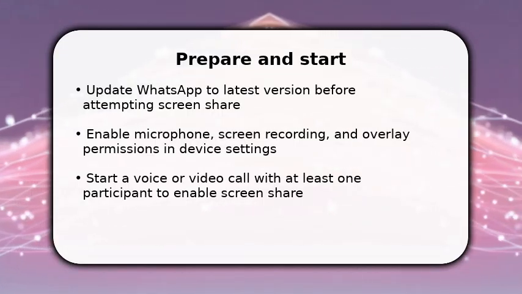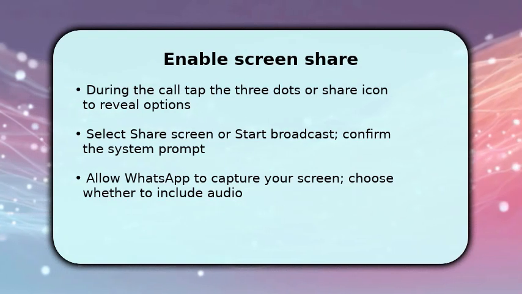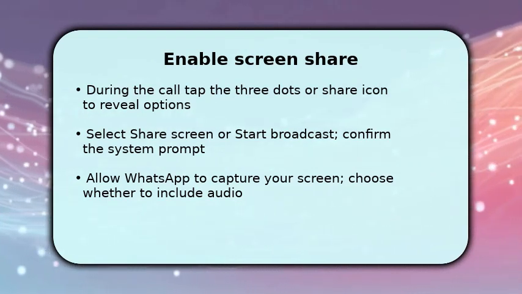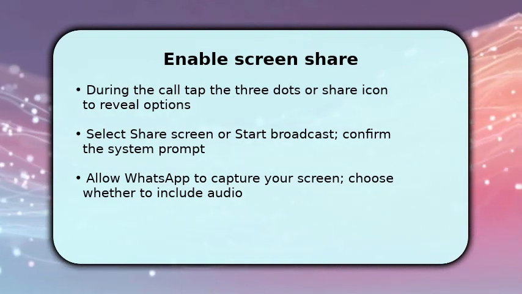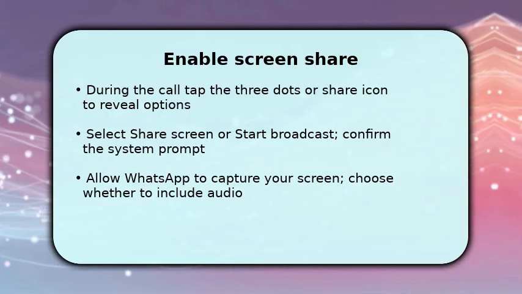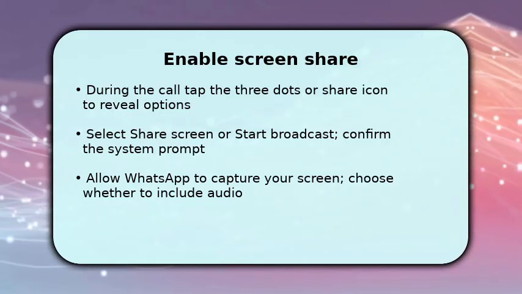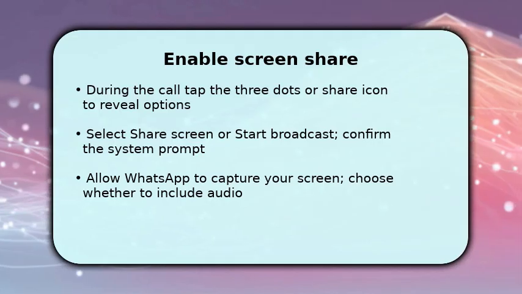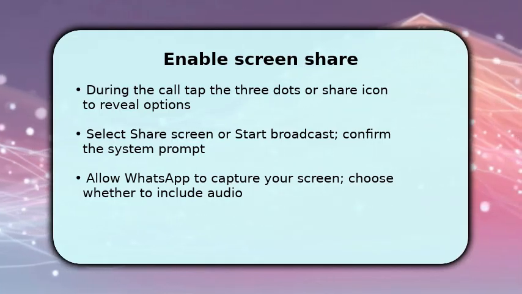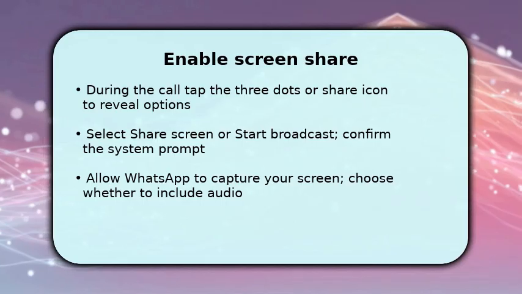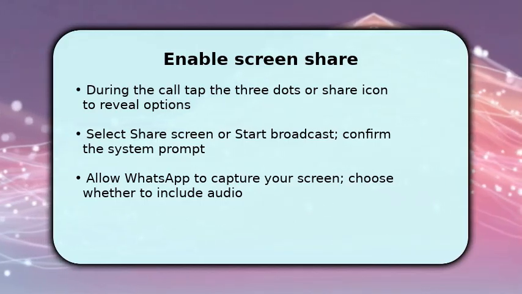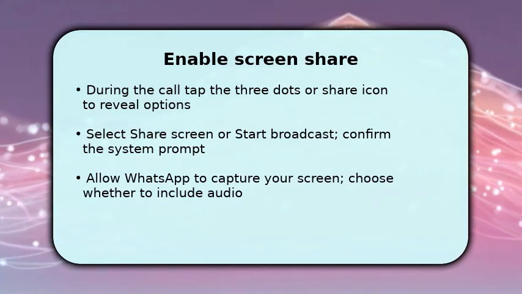During the active call, tap the call controls and look for share screen or a screen icon. Some phones hide it under the three-dot menu. Tap it, then respond to the system broadcast prompt that explains what will be captured. If you want app audio, make sure to toggle Include Audio when the dialog appears. Once you confirm, WhatsApp will begin streaming your screen to call participants.